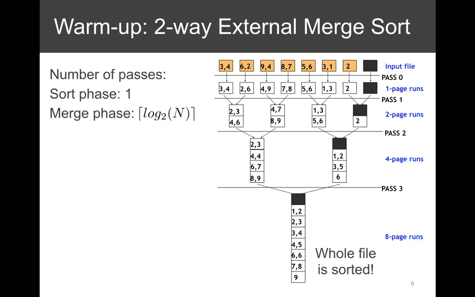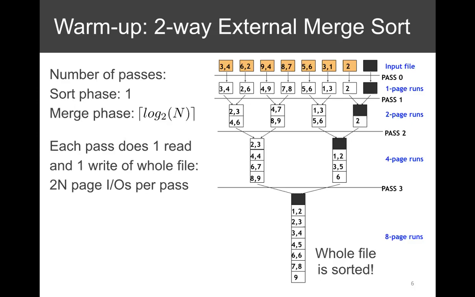What is the total number of passes in general? The sort phase is 1 read and 1 write. A pass is considered 1 read of the file and 1 write of the file. So the sort phase requires 1 pass. The merge phase, given n input file pages, in general, for this two-way external merge sort, requires log n to the base 2, and you take the ceiling of that.